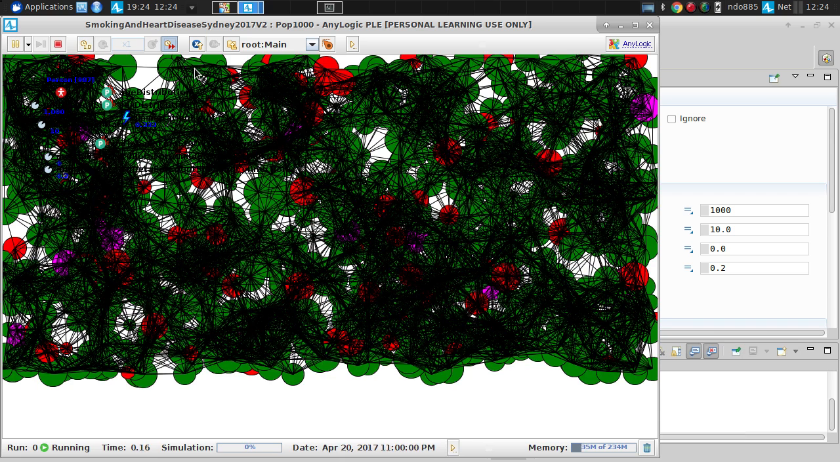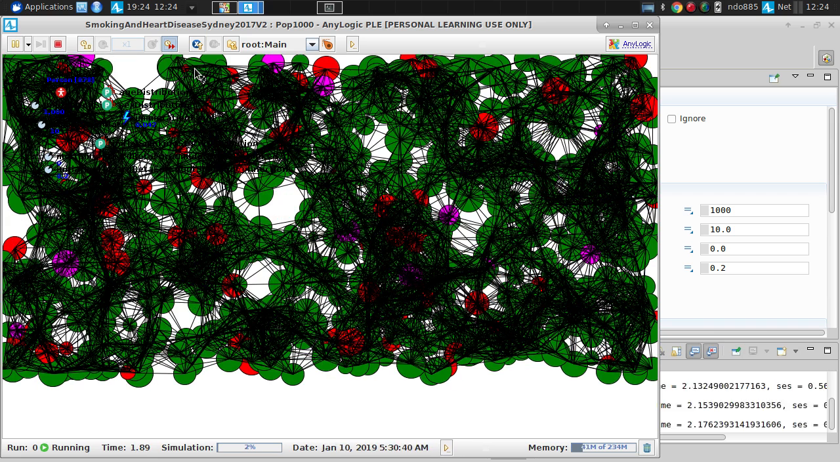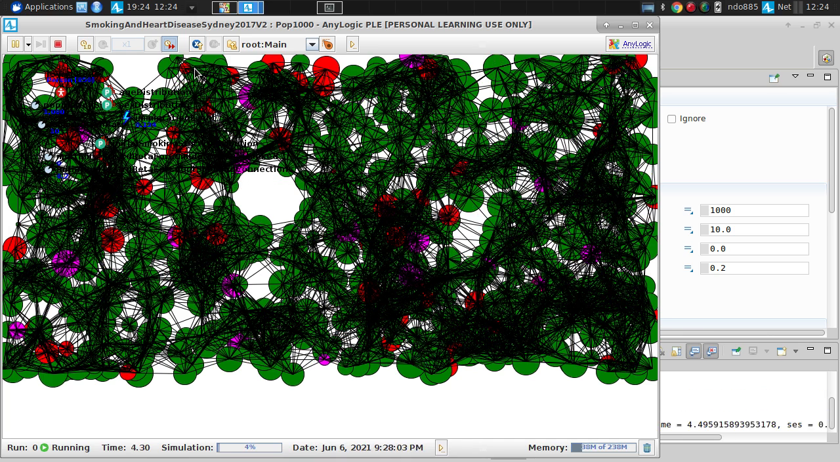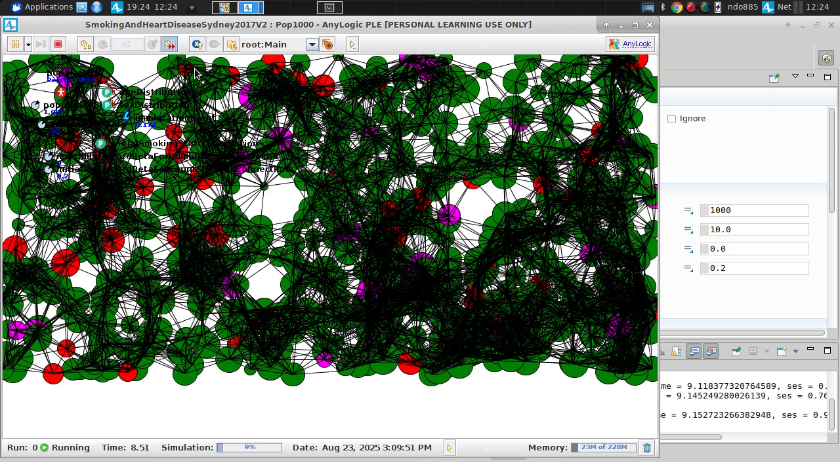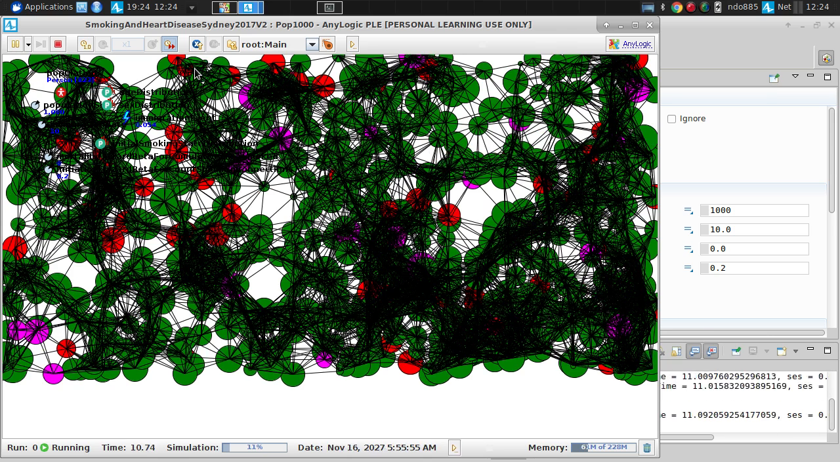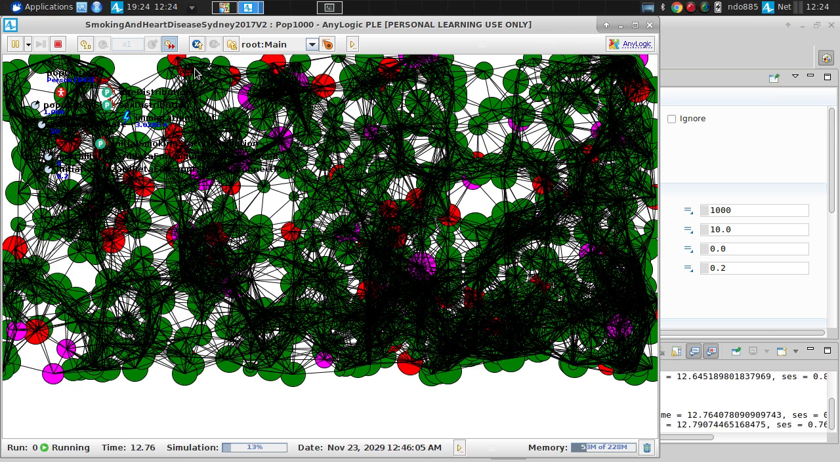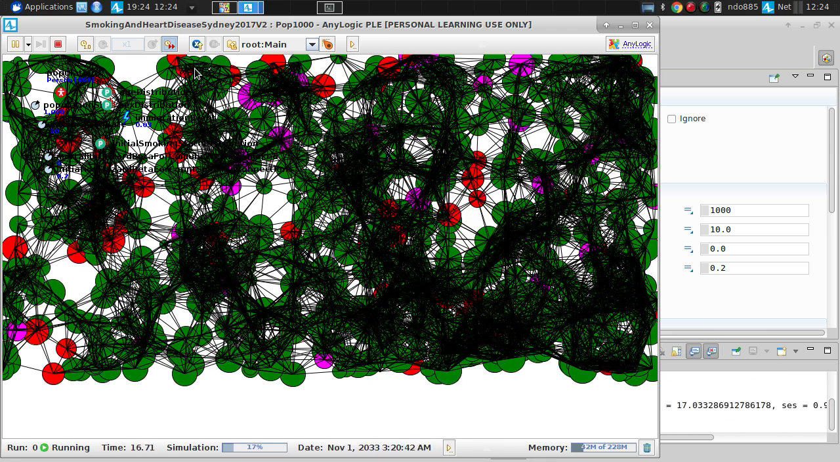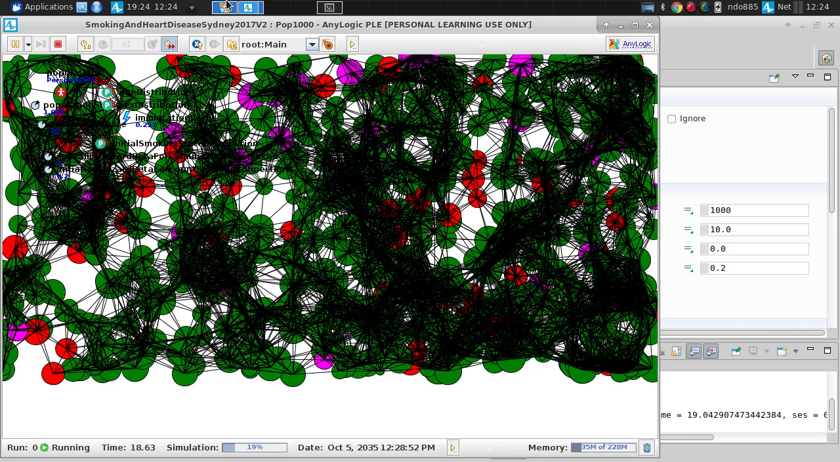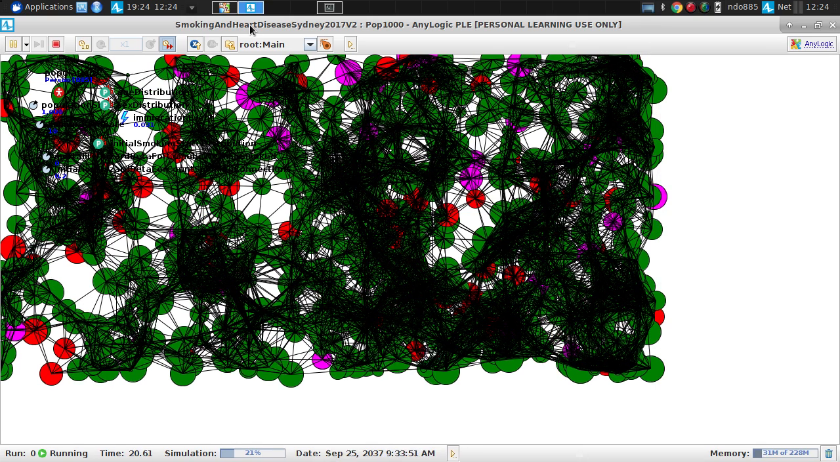Okay, here we go. Here we're running it. The network is evolving. People are coming in. People are becoming smokers. People who were smokers are quitting. But right now we don't have quit defined in terms of this. It's just becoming a smoker.